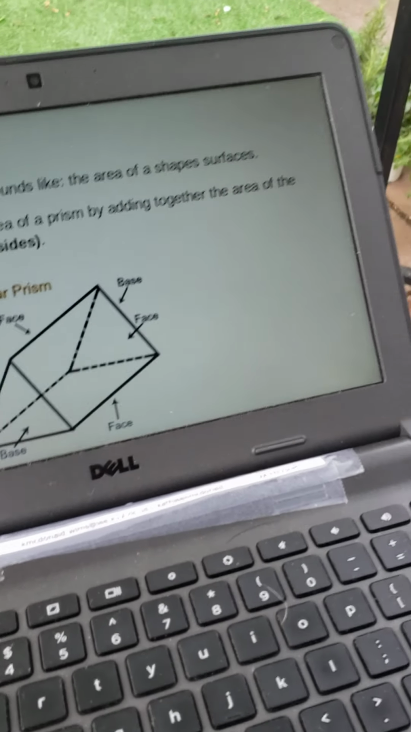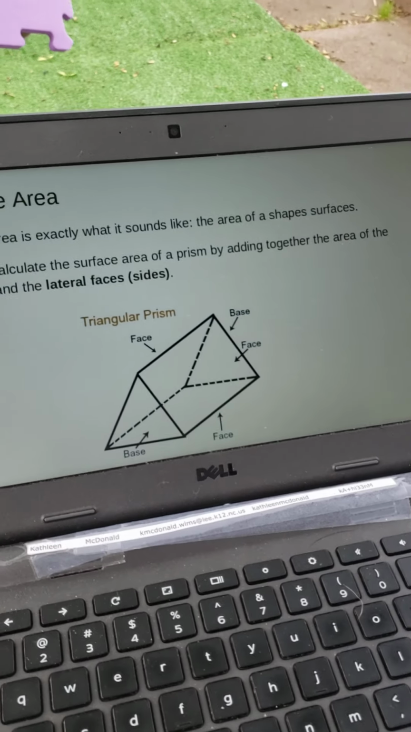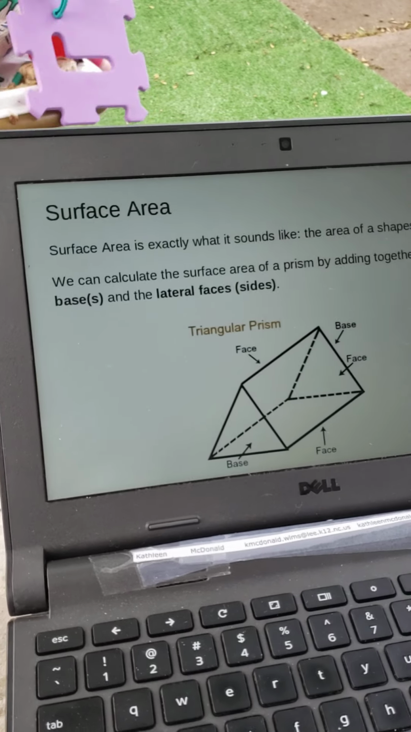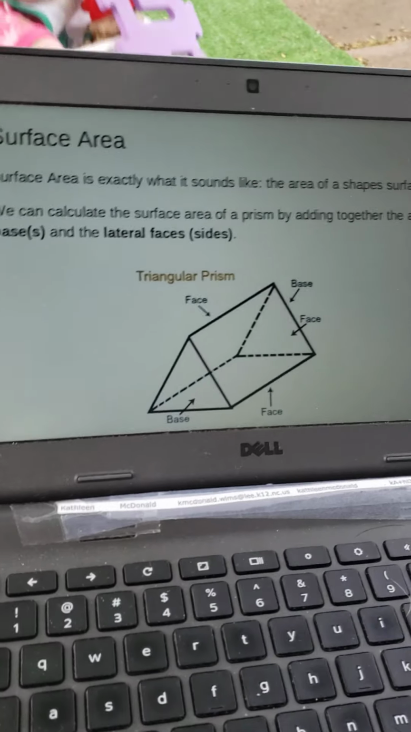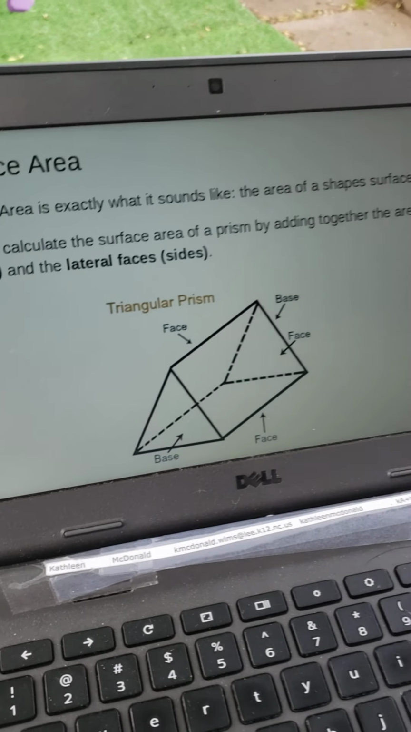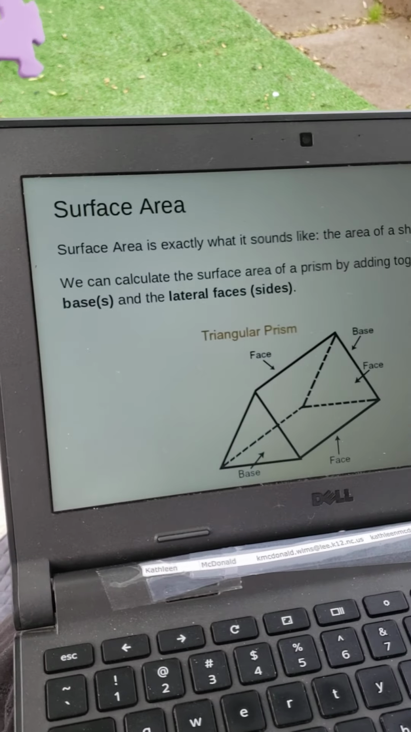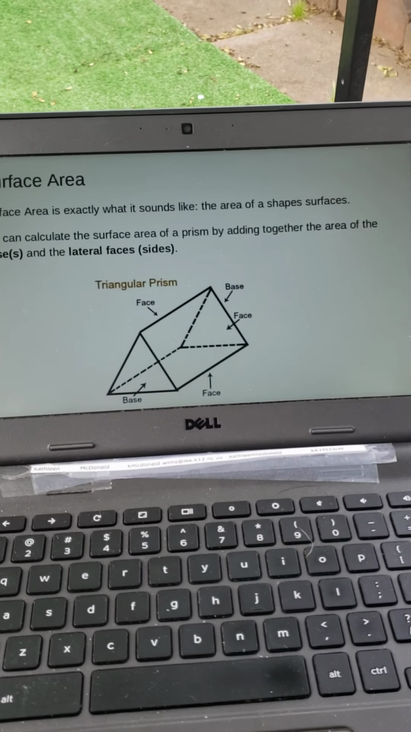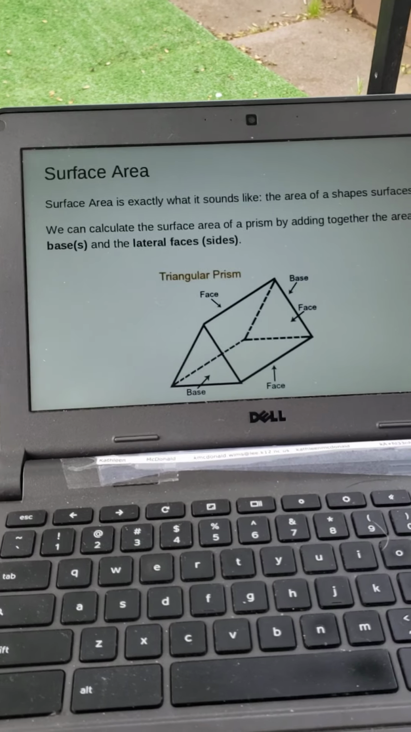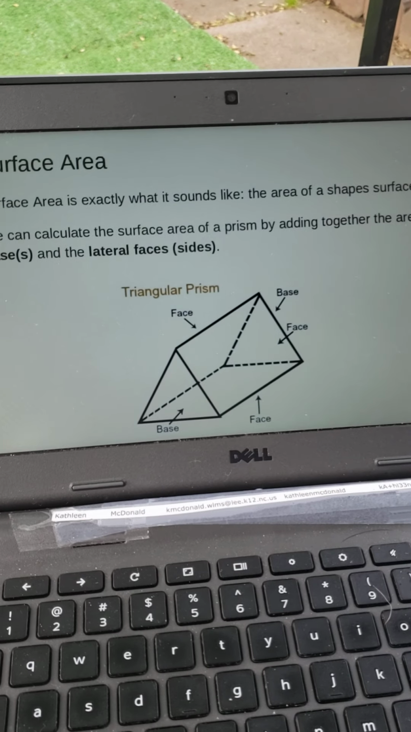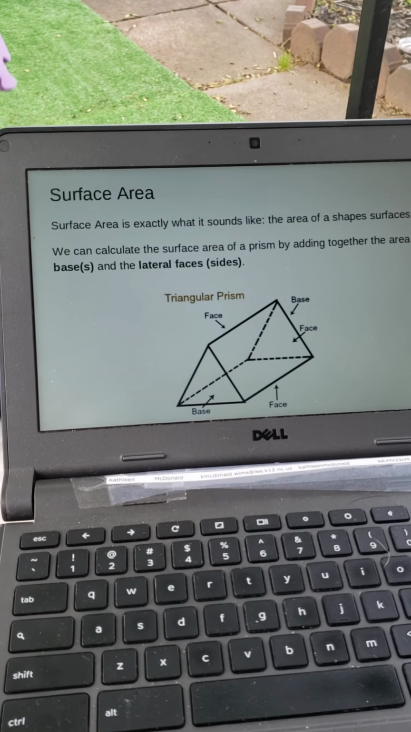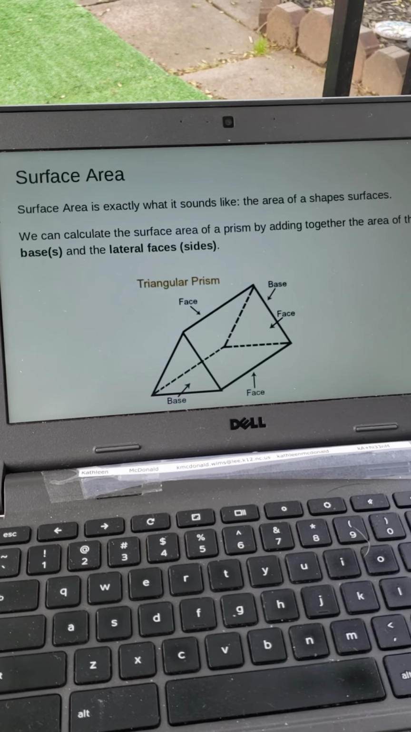All right, so surface area. Area is when you find the surface inside of a flat shape. Well, surface area is when you have a three-dimensional shape. It's exactly what it sounds like, the area of a shape's surfaces. We can calculate the surface area of a prism by adding together the area of the base or bases and the lateral faces or sides.